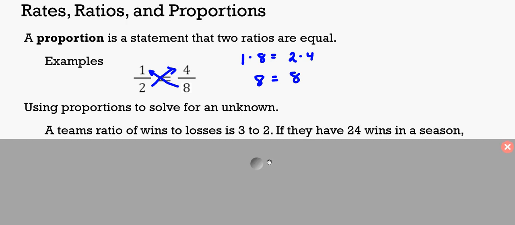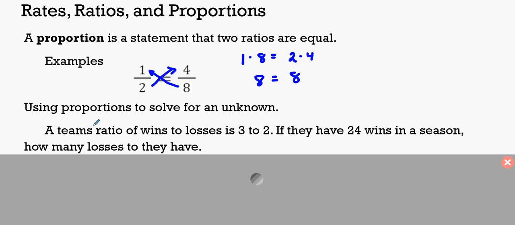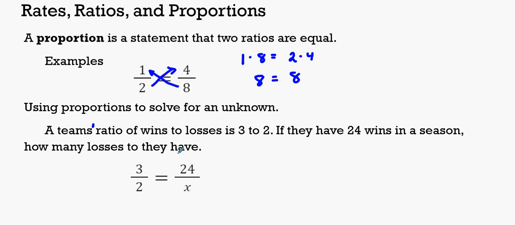So if a team's ratio of wins to losses is 3 to 2, and they have 24 wins in a season, how many losses do they have? Well, that means they've got, fortunately for the team, more wins than losses. And so that would allow us to set up the proportion of 3 to 2 wins to losses, right? And we know they have 24 wins over here, so we're looking for the number of losses. And that allows us, knowing that the cross products are equal, the little crisscross applesauce.